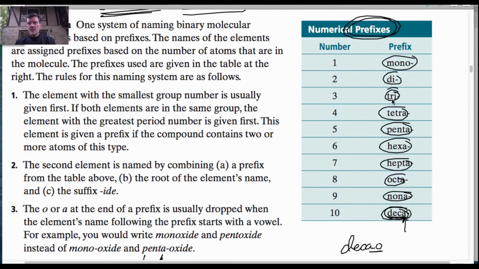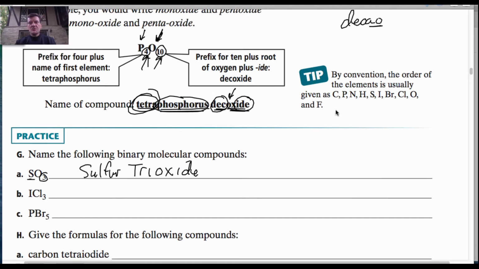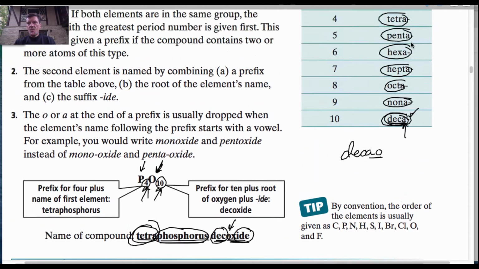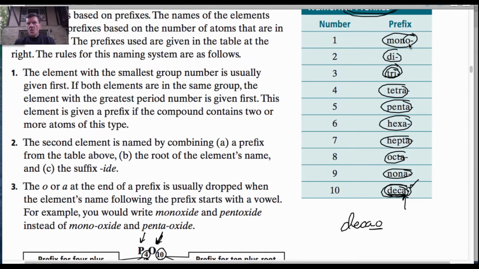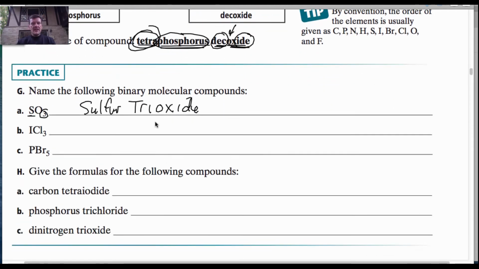Okay? Tri. Now I just said if there's a vowel that ends the prefix and a vowel starts the name of the second nonmetal, you drop it, but actually here you don't. It's trioxide. I think you only drop it if the prefix ends in an A or an O and the nonmetal also starts with a vowel. Then you drop the O or the A, but not the I in tri or the I in bi.